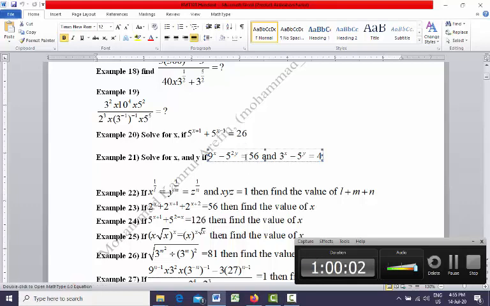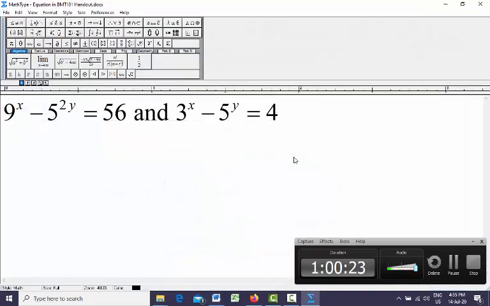Okay, so now we will solve this one. Example number 21. Here the question is asking us to find the value of x and y if this one is equal to this one and this one. So we have two equations there. We need to solve and find the value of x and y. So let us solve it.